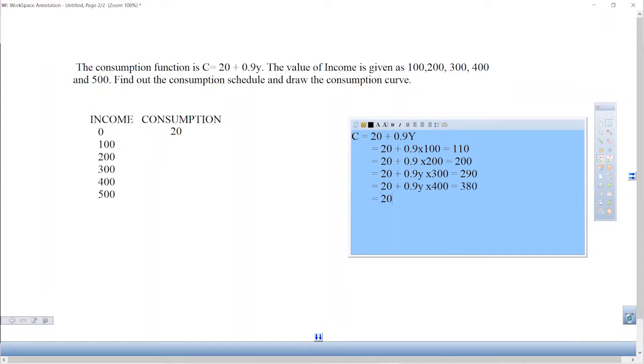Then 20 + 0.9, and instead of y, I will be giving 500. See, in this also you don't write y, it is multiplied with 200, 300, 400 and 500.